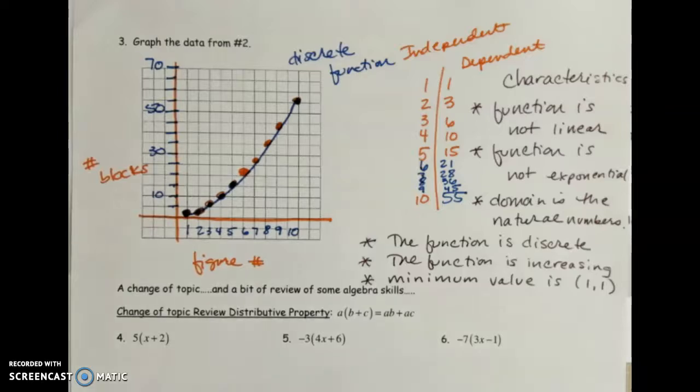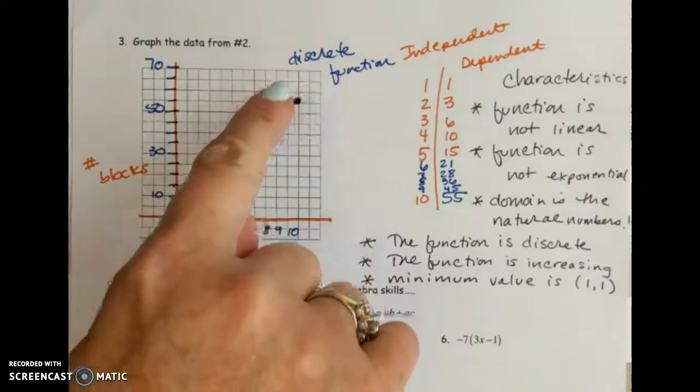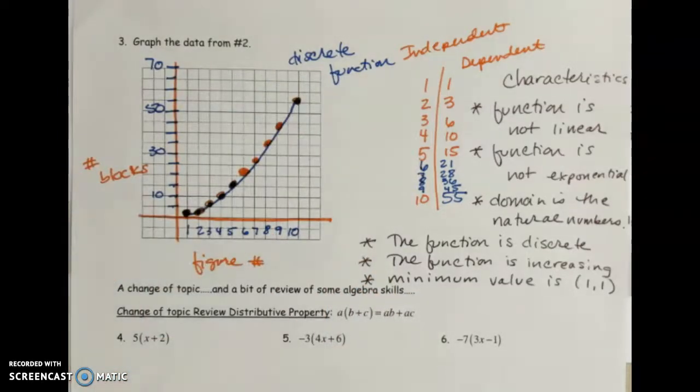The function is discrete. I mentioned that. I shouldn't have connected that, but I don't have any whiteout. And the function is increasing. That's pretty self-explanatory. It's rising. And the minimum value is 1, 1. So we'll talk a lot this semester about minimum value and maximum value. Okay, so we'll get into quadratic functions and absolute value functions. So we'll move on from just linear or exponential.